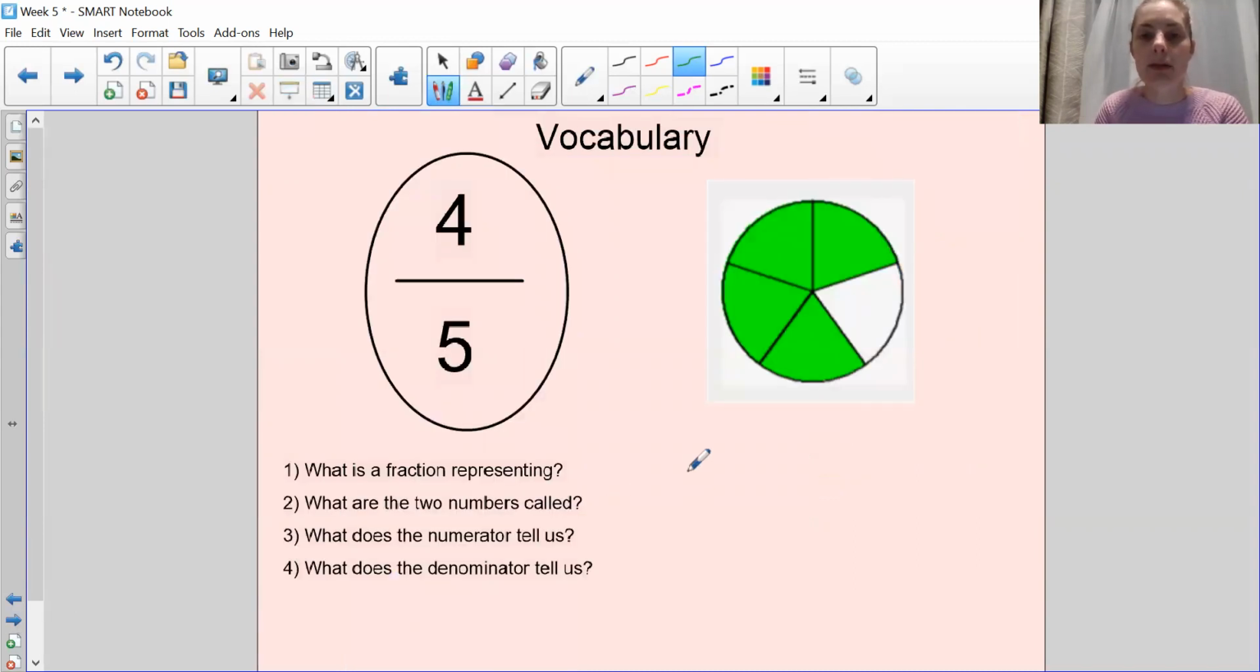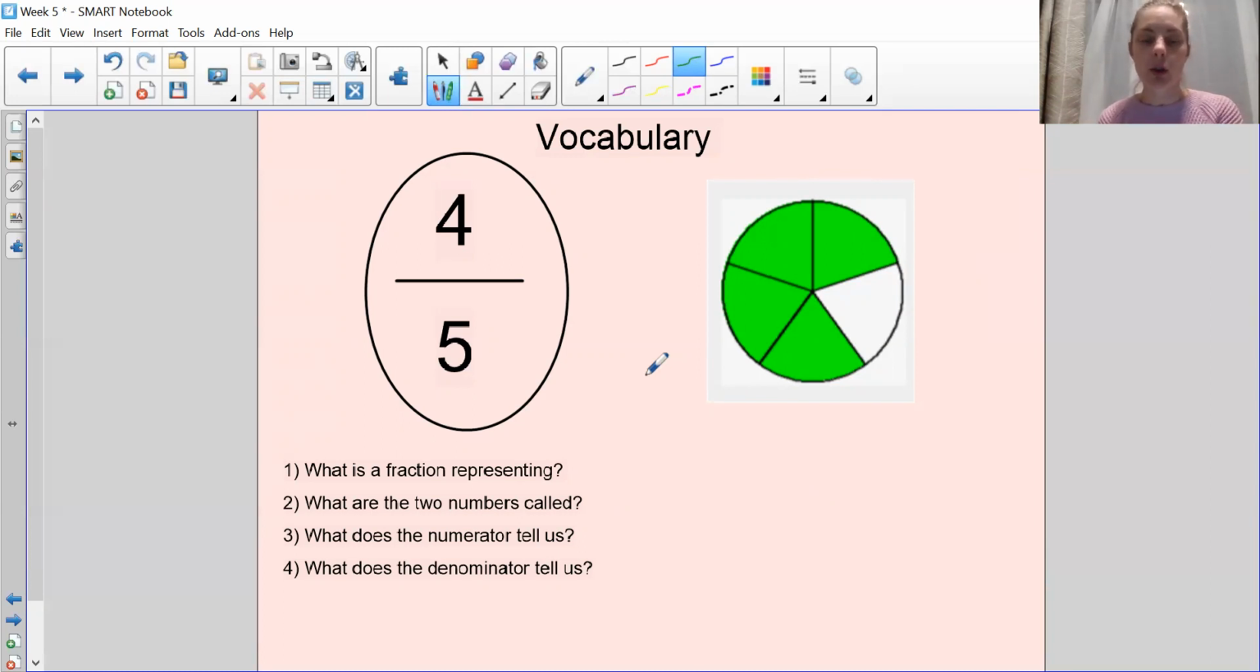Right, so let's quickly recap the vocabulary. We have been talking about this vocabulary in the past. We have actually done this particular lesson, but we're going to be making sure that we're really understanding fractions and that we are applying our knowledge in our quizzes. So let's quickly whiz through. So what is a fraction representing? A fraction is representing part of a whole. It's not a whole, it is a section of the whole part, okay?